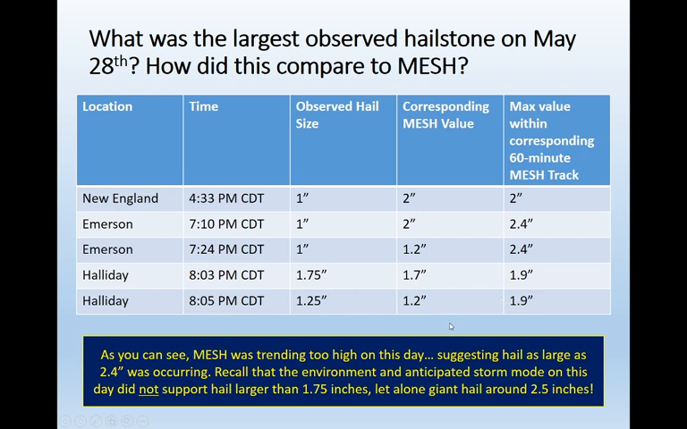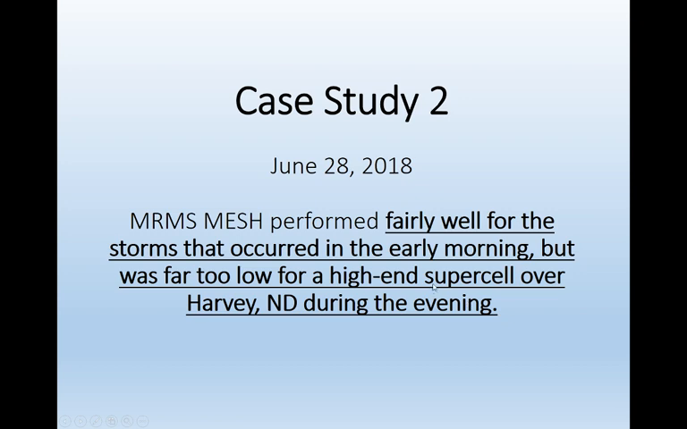So as you can see, MESH was trending too high on this day, suggesting hail as large as almost 2.5 inches was occurring. But if you recall the environmental conditions that I showed you earlier, you would want to question that, because the environment really didn't support hail to that size.